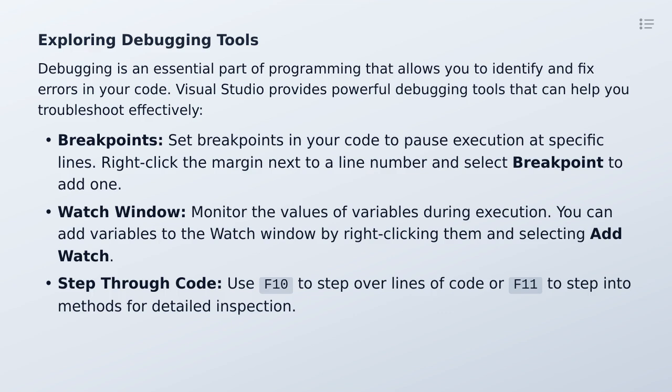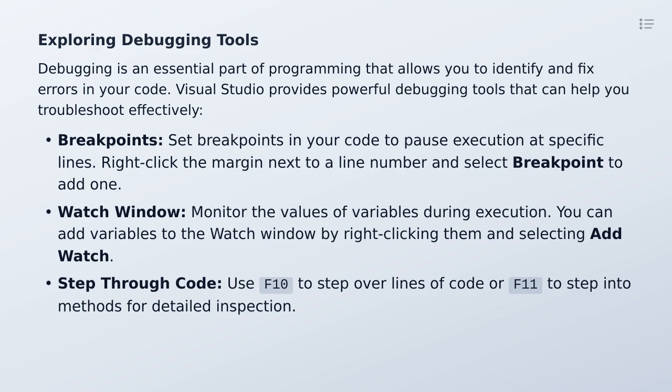First, breakpoints. Set breakpoints in your code to pause execution at specific lines. Right-click the margin next to a line number and select breakpoint to add one. Also, Watch window monitor the values of variables during execution. You can add variables to the watch window by right-clicking them and selecting Add Watch.